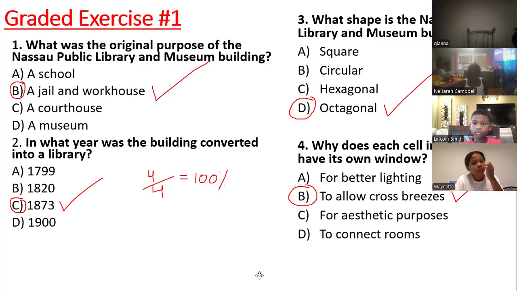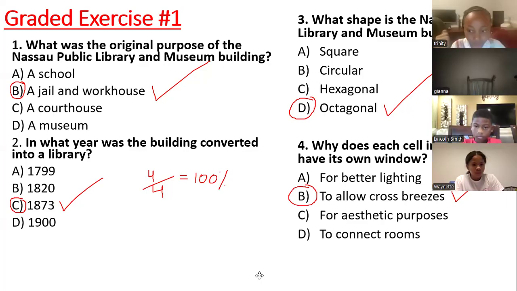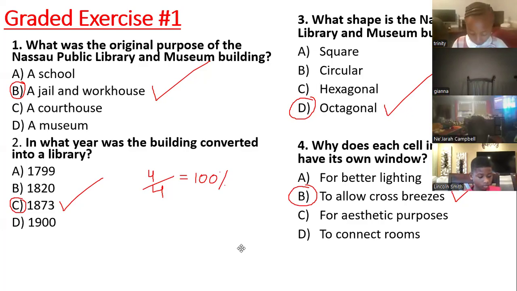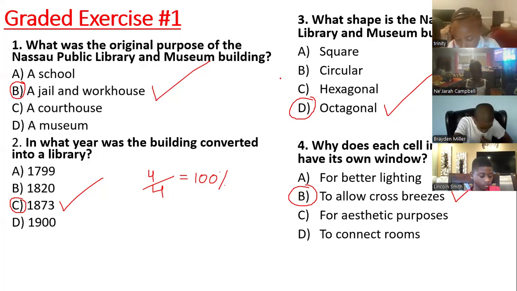Next, number 5. What was the cupola used for in the early days? To ring a bell to summon members of parliament. Very good. How many persons got that? I did. Number 6, what feature makes the library comfortable despite lacking air conditioning? C, cross breezes from the windows. Very good.